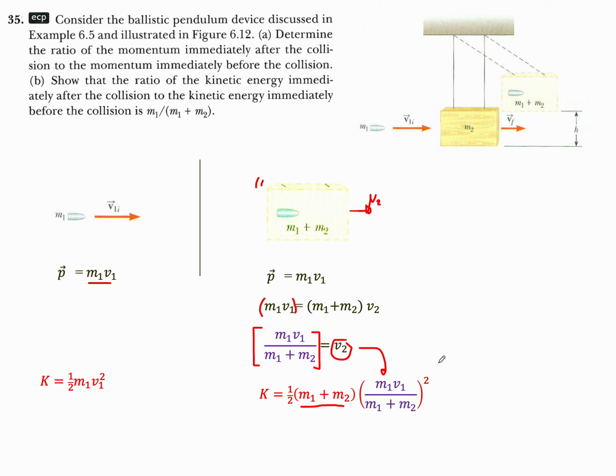This gets a little bit messy, although one nice thing about it is the m1 plus m2 in the denominator squared is going to cancel out one of them with the m1 plus m2 in front here, and it's going to give us this expression. Looks hideous, it looks horrible. You end up with 1/2 times m1 squared v1 squared over the denominator m1 plus m2. But compare it again to this original kinetic energy. All we need to do is factor m1 out of this top and move this denominator separately, and you'll discover this is true.